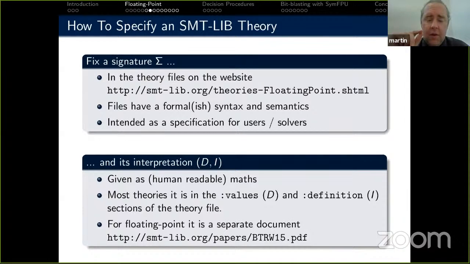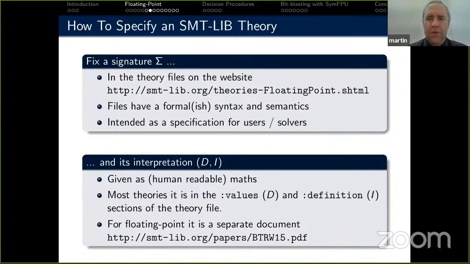That is the syntax for the floating point theory. That's how you write a floating point add. That's how you write a floating point constant. And that's defining the signature part. That's the same as the heart and the club, or the plus and the plus there. The other thing we need to do is we need to fix its interpretation.